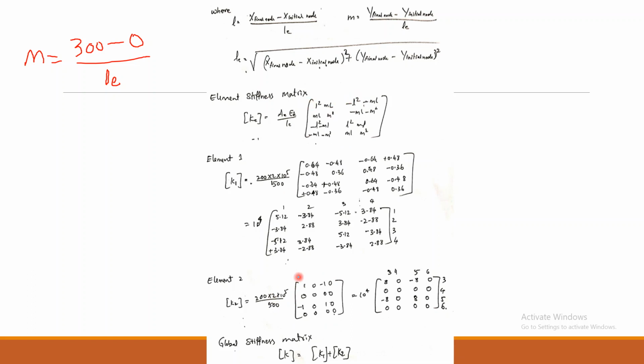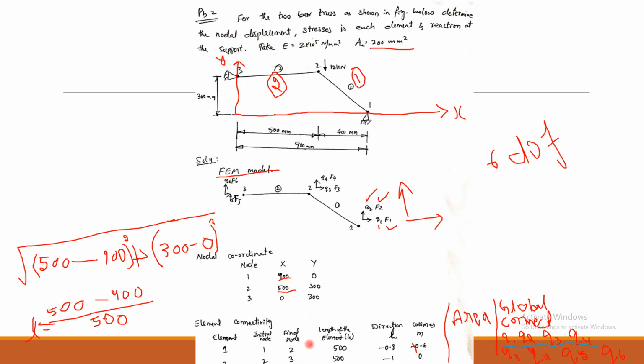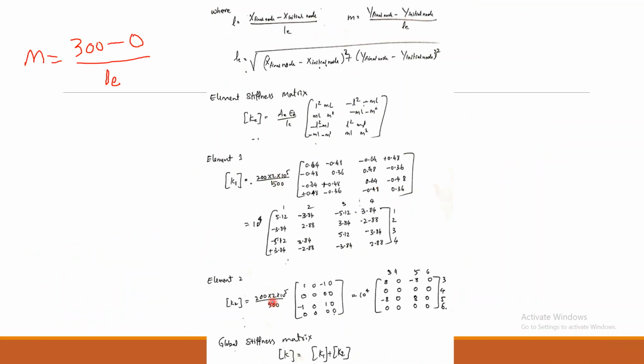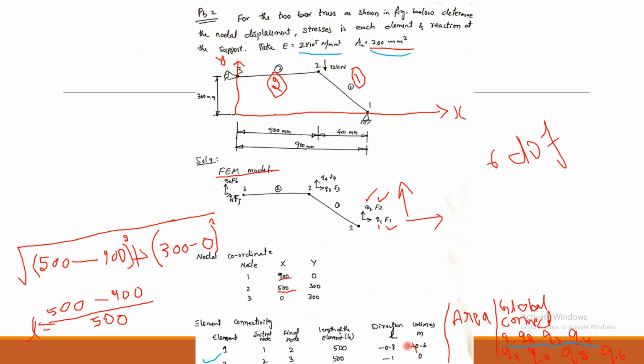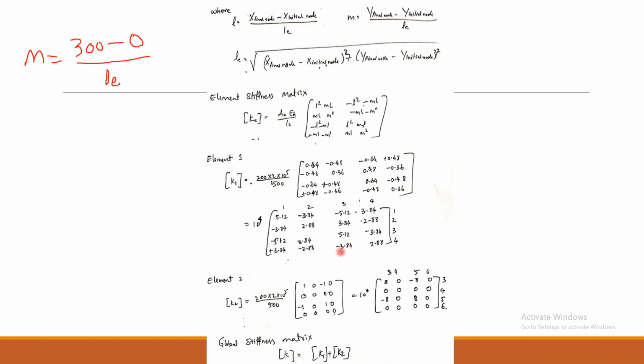The equation will be as it is, AE by L into the same matrix. So next, substituting all those contents related to the element 2. Element 2 consists of length of the element as 500, cross sectional area as 200 mm square, and Young's modulus as 2 into 10 raised to 5. Substitute all these things, and it is similar to the previous stiffness matrix only, but the values of L and M you should choose from here. L is minus 1 and M is 0.